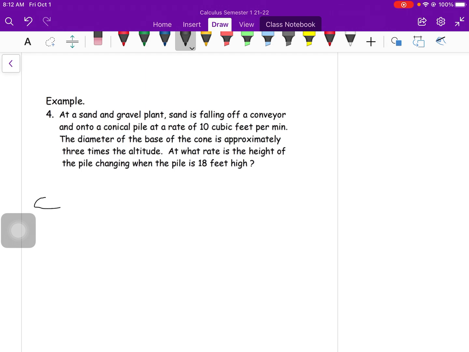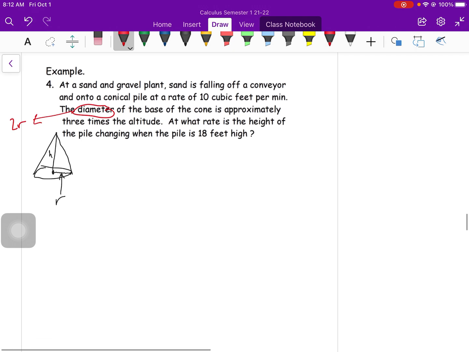When I'm drawing a cone, I'm basically going to draw an oval and bring it up to a point. I have a height, which goes to the center of that circle, and I have a radius. So there's my height, and there's my radius. The diameter of the base, I know diameter is just 2 times r.